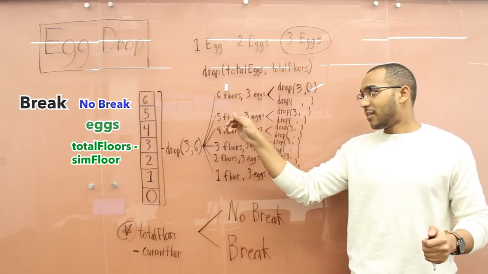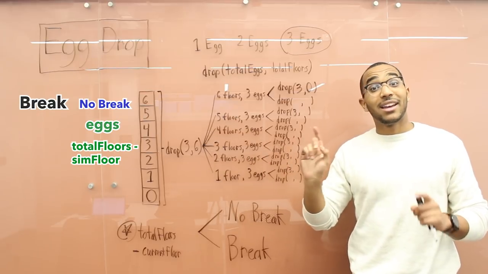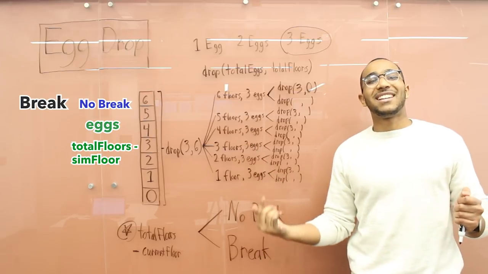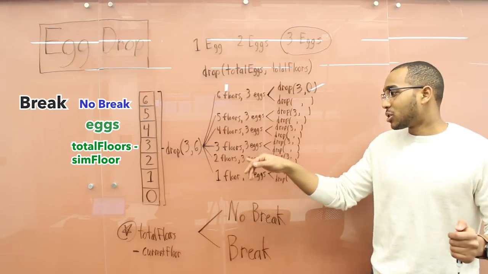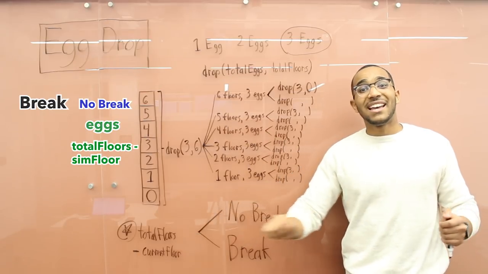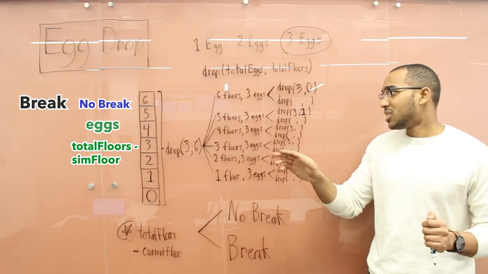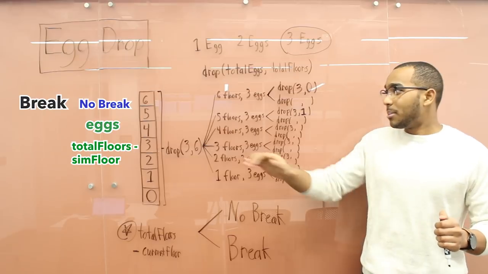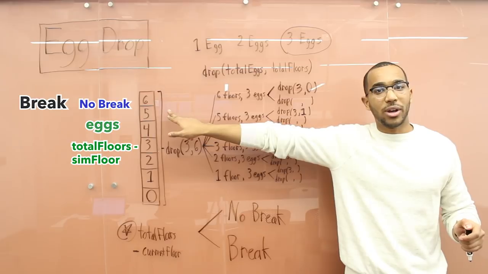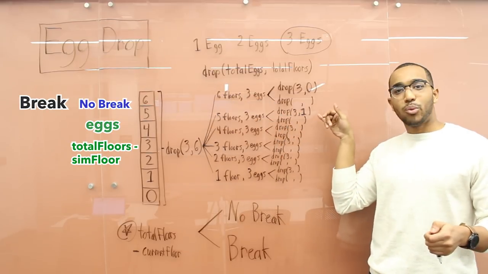So let's go down here. The simulation of 5 floors and 3 eggs. I drop an egg, it does not break. Where do I go? I go upwards because I need to investigate further. And what's going to happen is 5 is the current floor. The total floors is 6 floors. 6 minus 5 is 1. So do you see that? Do you see how we're subprobleming down? Because if I try the 5th floor and I don't break, how many floors do I have left to work with? If I go up, all I have is 1 floor. So does that make sense? That's why we do that there.